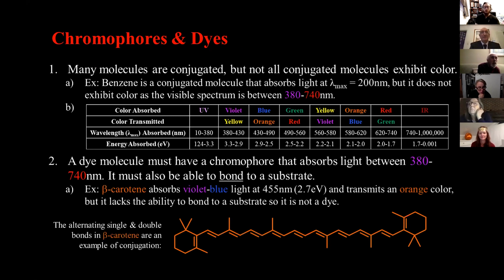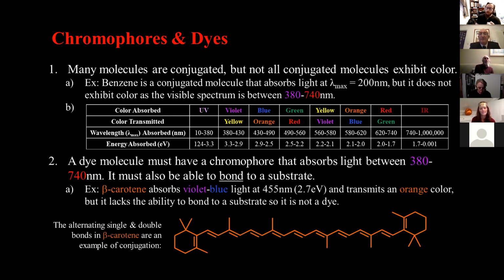But a molecule that's conjugated may not actually be a chromophore, and it may not be a dye. If we look at something like benzene, it absorbs light at a wavelength of about 200 nanometers. But as you can see, that's deep into the UV region. So that's not going to actually exhibit color because we can only see from 380 to 740. So the molecule has to absorb light within that region, and it has to be able to bond to the substrate.